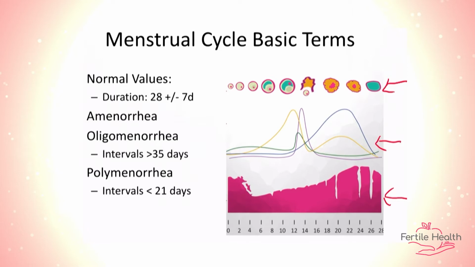Polymenorrhea is a term that's used when the day 1 to day 1 of the menstrual cycle is less than 21 days. And we see this as people start to go into menopause. The beginning part of the menstrual cycle shortens and becomes smaller. So instead of 14 days, it gets shorter and shorter. And what occurs is then the cycle day 1 to cycle day 1 get closer and closer together.